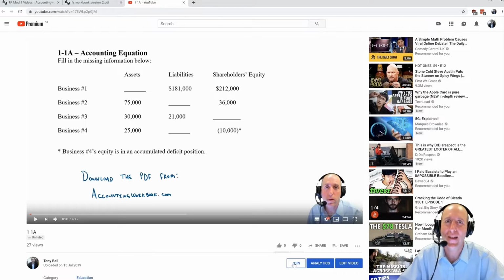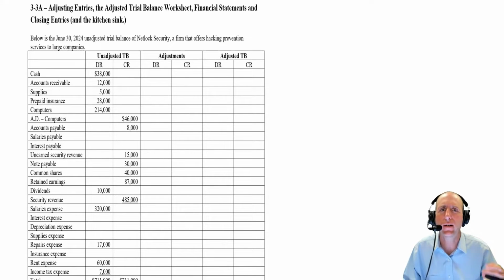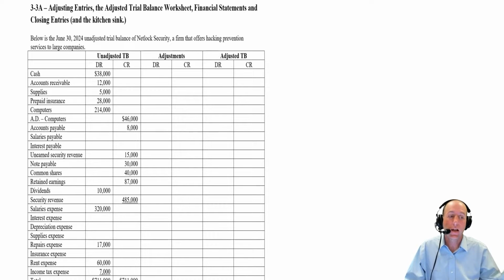All right, let's jump into the problem. Let's take a look at problem 3.3a. This, ladies and gentlemen, is a terrific problem. It has us doing adjusting journal entries. We're going to prepare an adjusted trial balance, and we're going to do financial statements. So it's so comprehensive. You're going to get a lot of good information in this. It'll be a series of videos, but what a great problem.